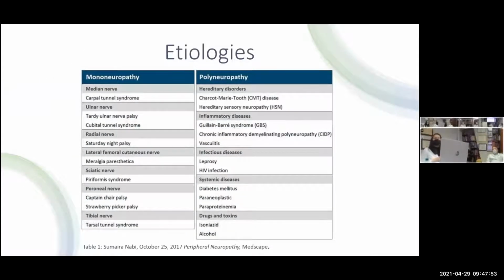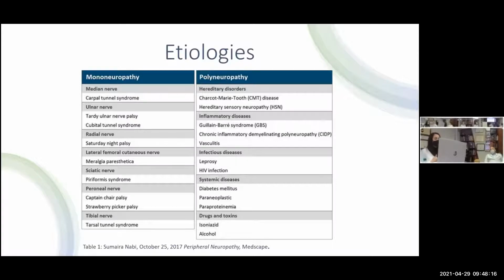Okay, so this list is by no means all-inclusive. This is just to give you the idea that there are many causes of peripheral neuropathy. The most common, of course, is diabetes, the diabetic neuropathy, and it's what we see most commonly. But there are many causes. The mononeuropathies, things like carpal tunnel syndrome, piriformis syndrome, tarsal tunnel syndrome.